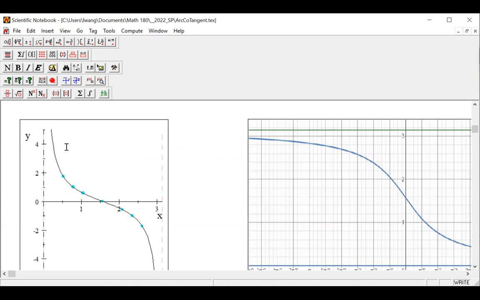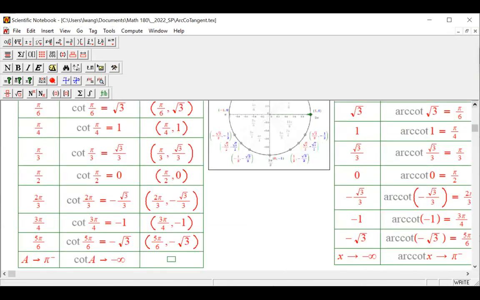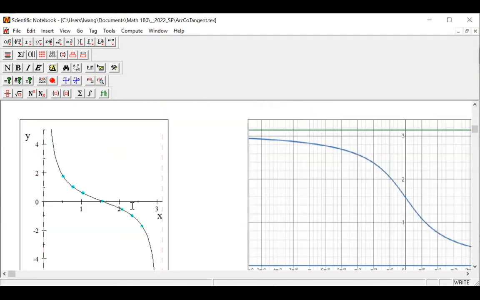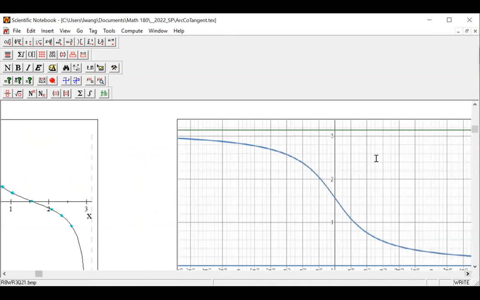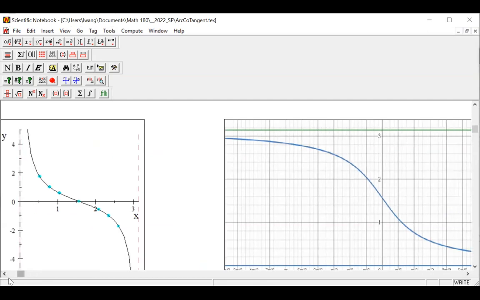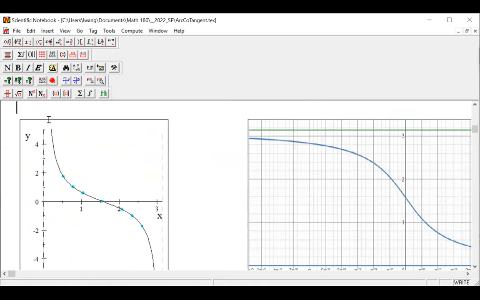Well, this is the arc cotangent. This is the cotangent on the left, and on the right is the arc cotangent. So this piece, this is a cotangent.